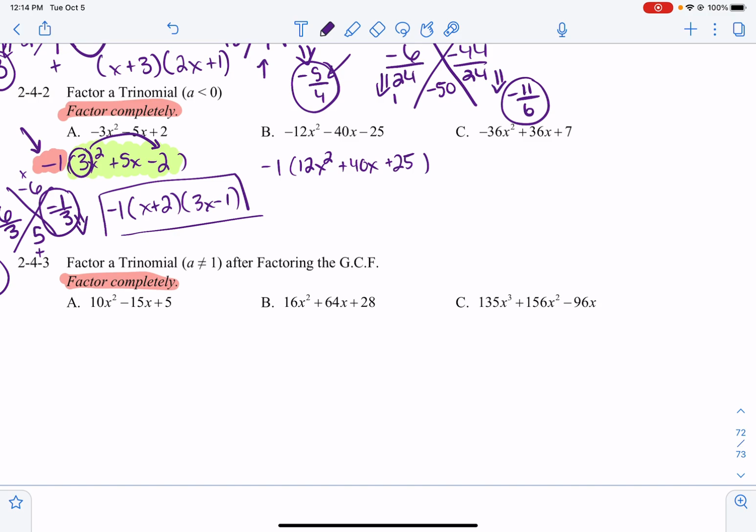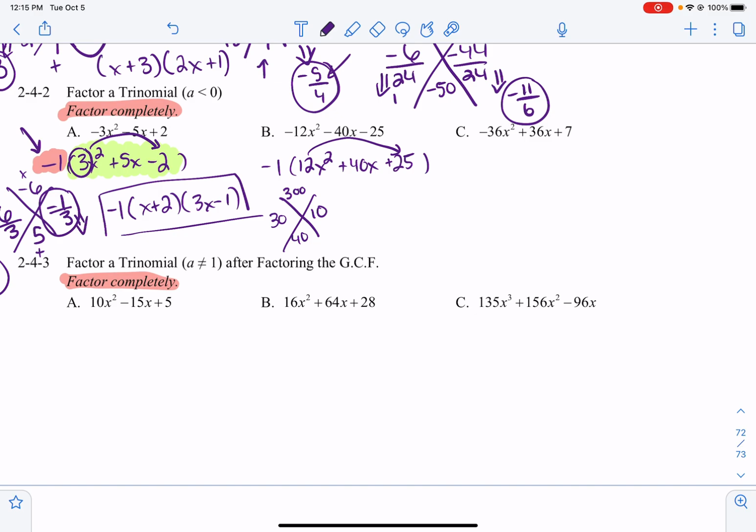So now when I do my big X, I look for two numbers, but I've got to multiply the 12 and the 25 because that 12 stuck up there. So my top is going to become 300, and my bottom is going to become 40. And now I've got to start finding numbers that multiply to 300 and add up to 40. Well, that's actually pretty easy because it's just 30 and 10, right? 30 times 10 is 300. 30 plus 10 is 40.